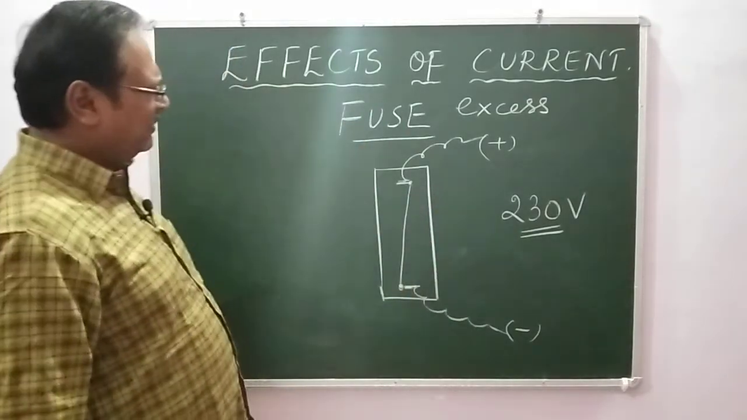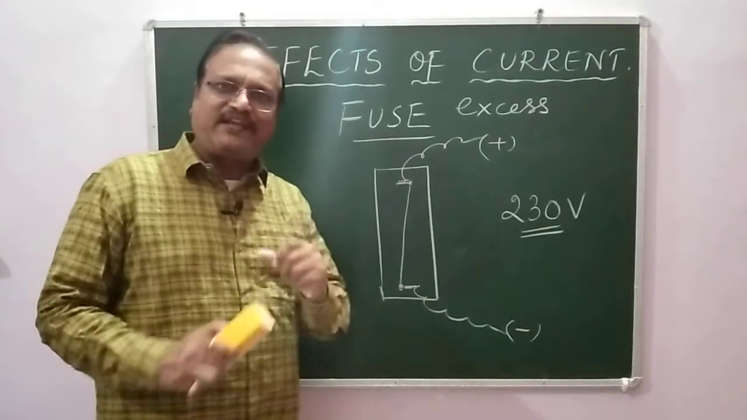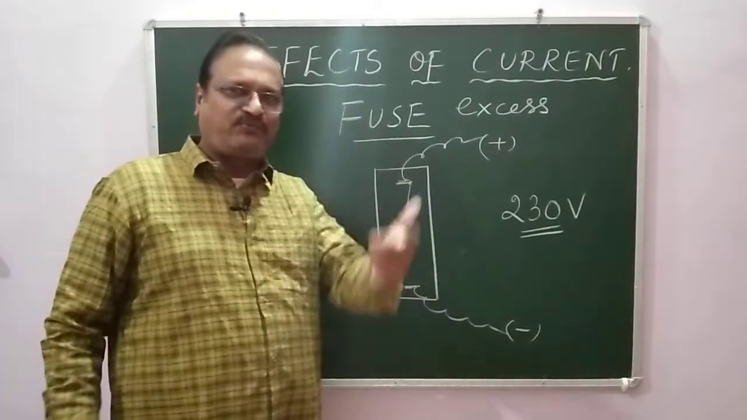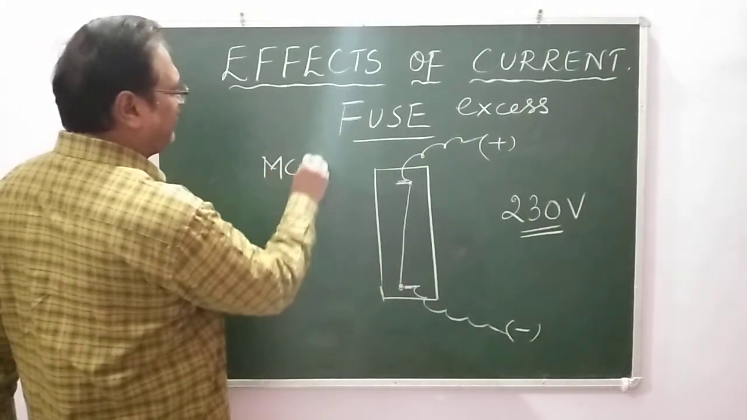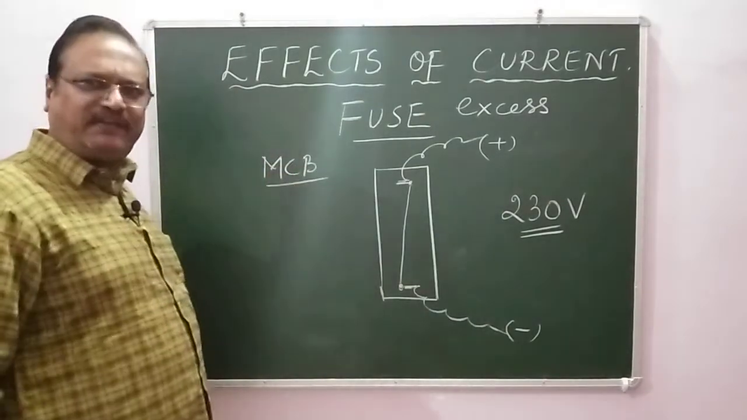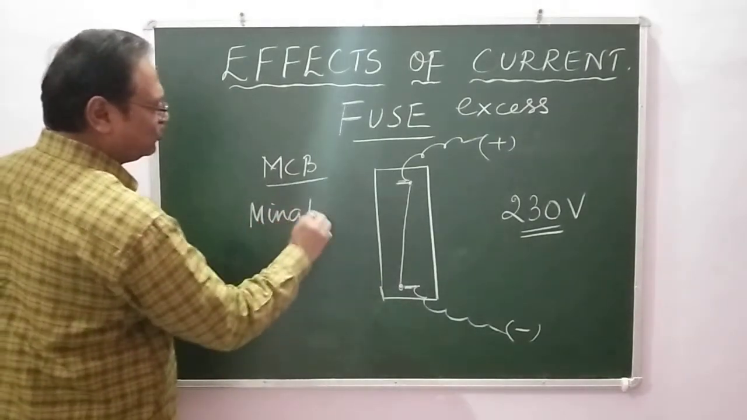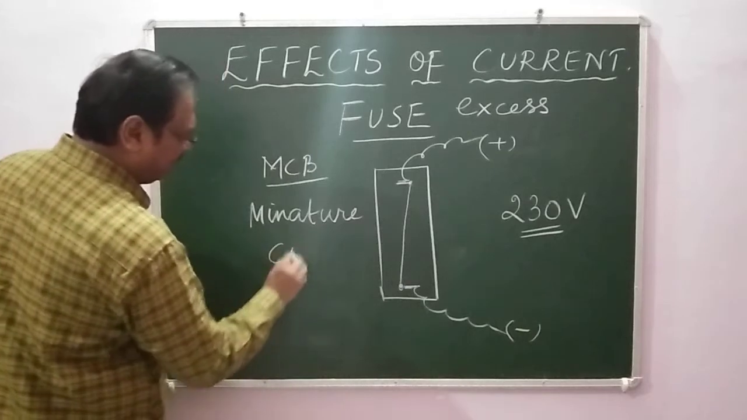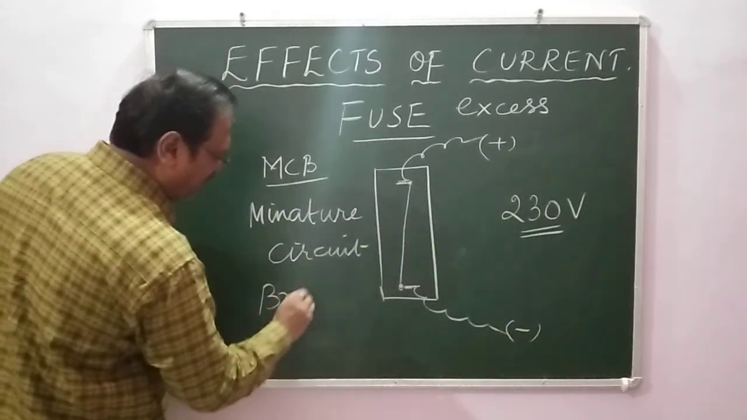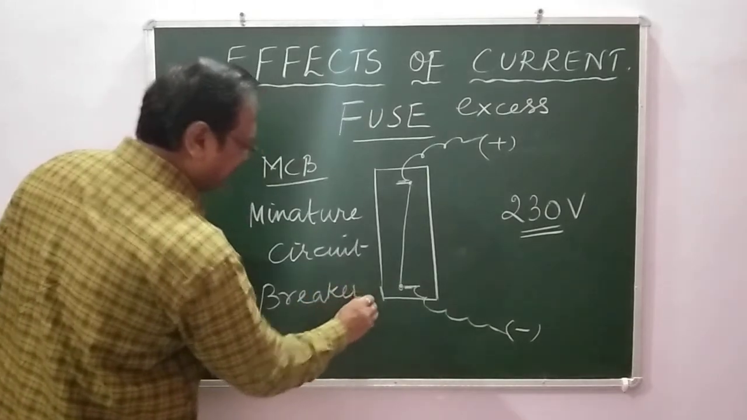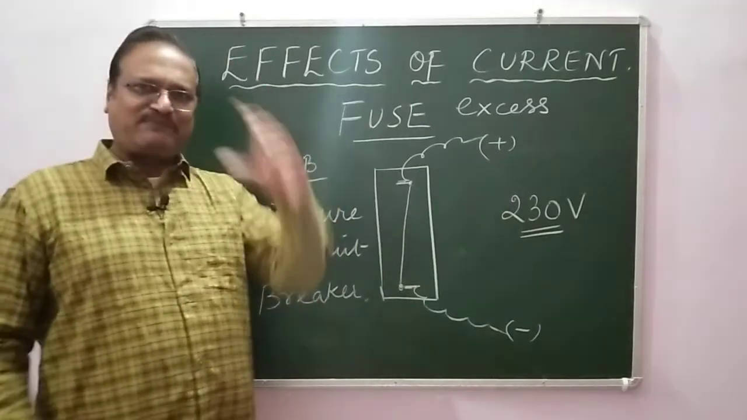This fuse is a main fuse, but nowadays they found a different way, and that is called MCB. What is MCB? M stands for miniature. It is called miniature circuit breaker, MCB.